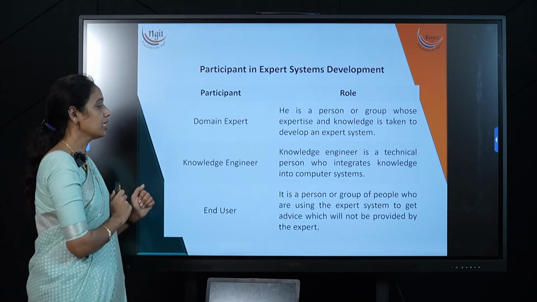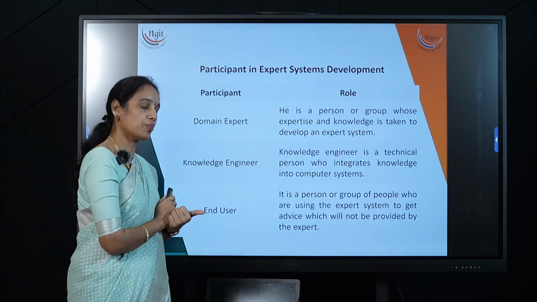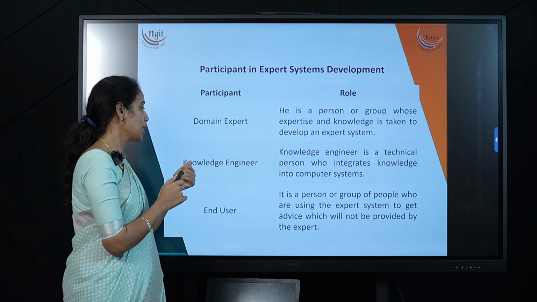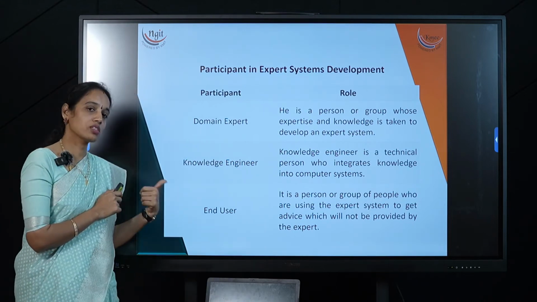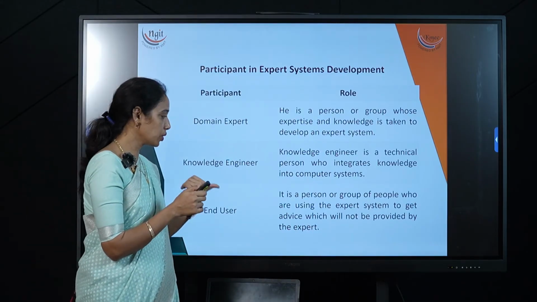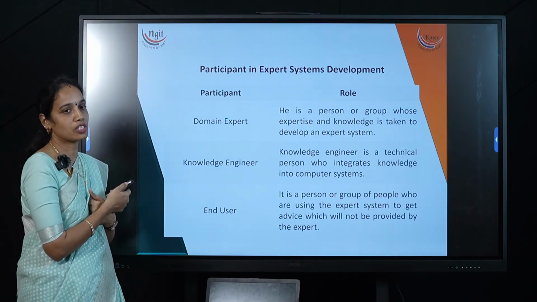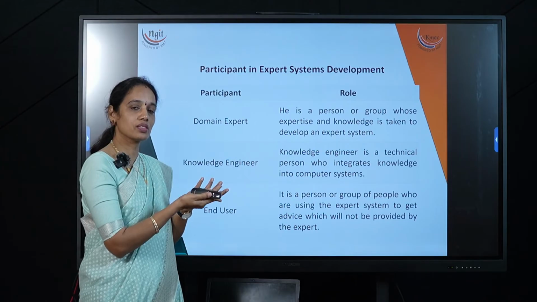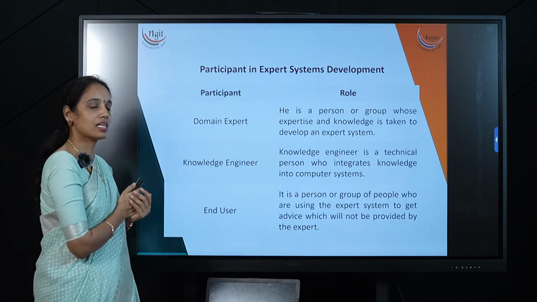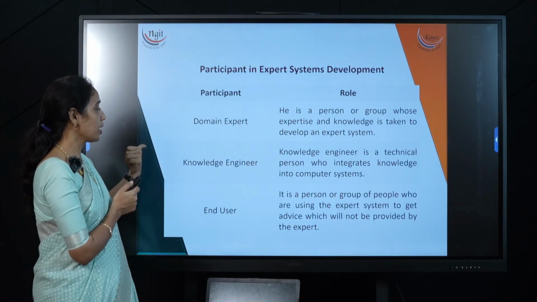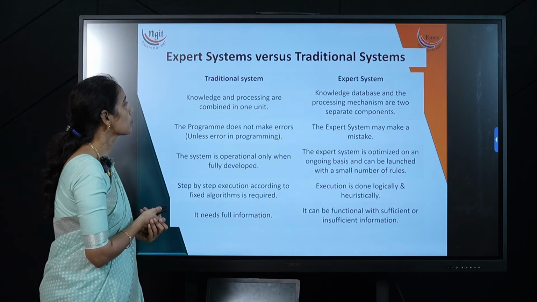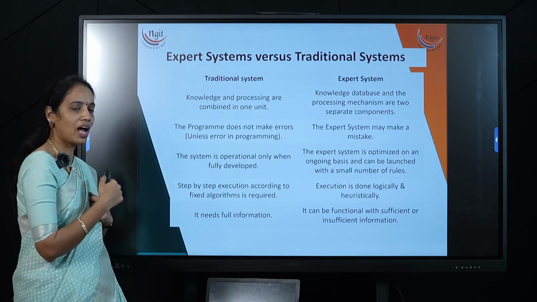Next one is the knowledge engineer. He is a technical person who integrates knowledge into computer systems. We have some knowledge and it has to be integrated into the system. That will be done by the knowledge engineer. And end users, we know that we are the end users. That means a person or group of persons who are using the expert system to get advice which will not be provided by the experts. If we don't want to go to a particular person, we can make use of a computer system with the help of an expert system and get some solution. So these are the three participants: domain expert, knowledge engineer, and end users, in expert systems development.